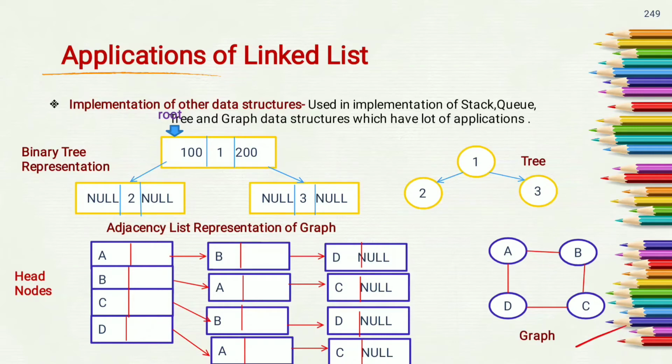Similarly, we can represent graph with the help of adjacency list representation. In this graph there are 4 nodes A, B, C, D. So adjacency list representation of this graph is like this. First we have a head nodes equal to the number of nodes in a graph. Here there are 4 nodes A, B, C, D. So there are 4 head nodes in this representation.